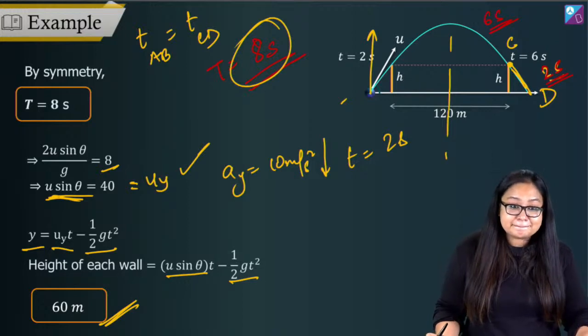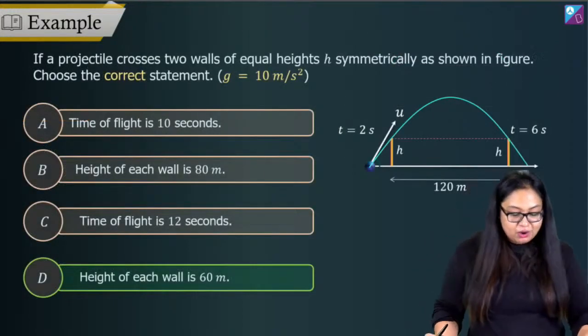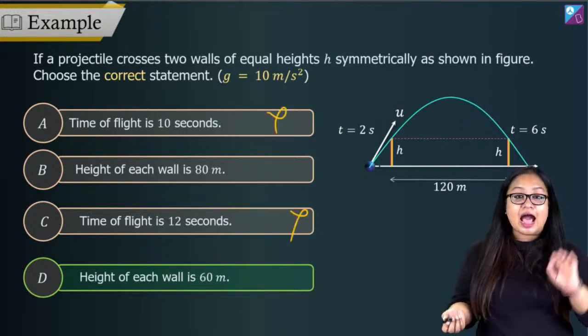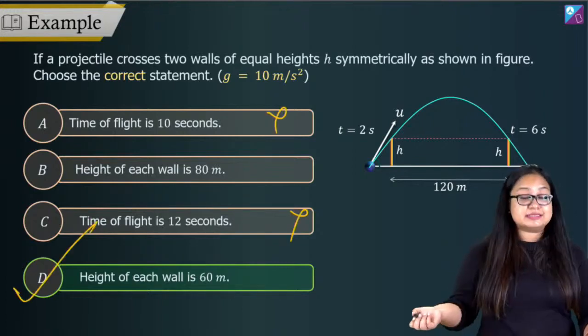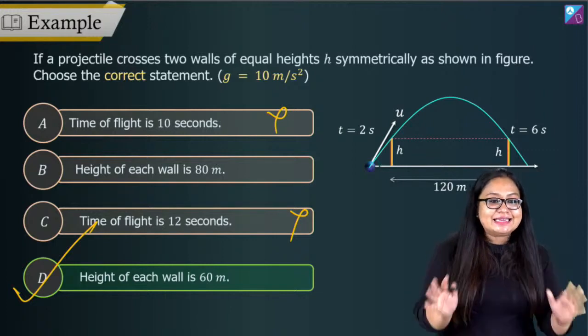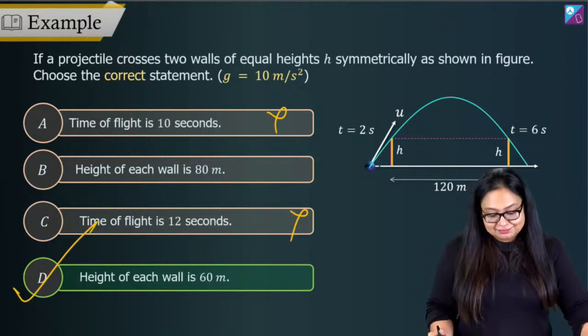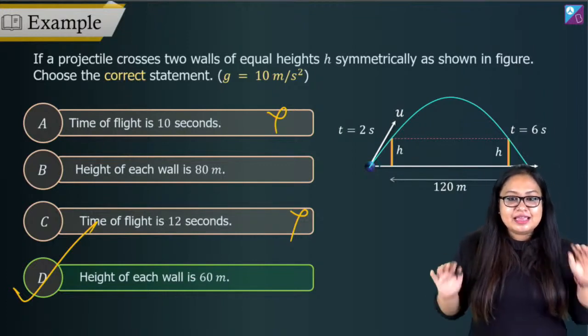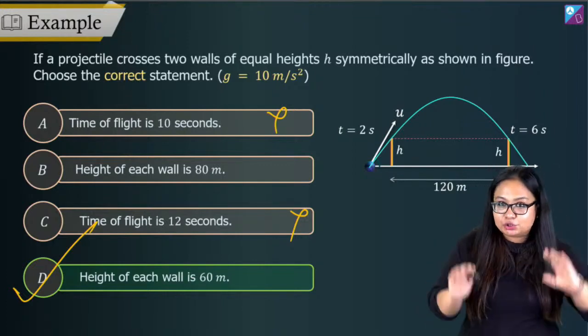Okay? So, here we go. The time of flight is 8 seconds, which is not there in these options. Height of each wall is 60 meters. This is the answer. D is the correct answer. Okay, I hope everybody is clear here. If you have any doubt whatsoever, do ask.